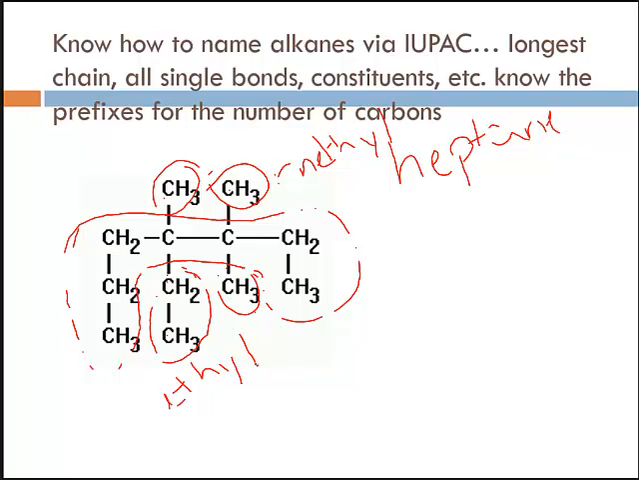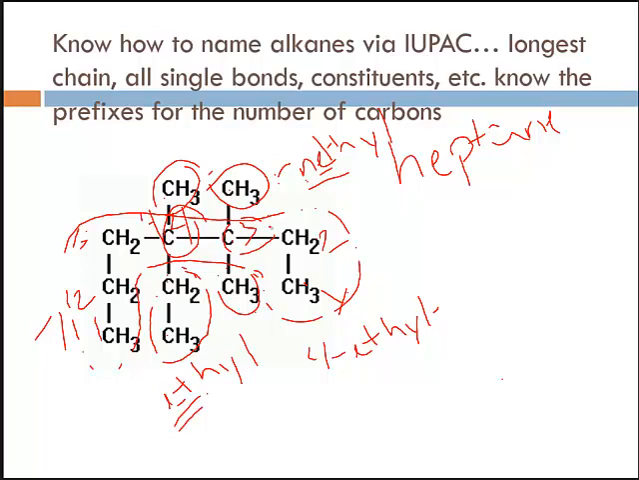Alright, so now with counting. If we count from this direction, we have 1, 2, 3. If we count from this direction, 1, 2, 3, 4. Since we get to the substituents closer by the right-hand side, that's where we're going to actually count from. So 1, 2, 3, 4. Now we look at it alphabetically. Eth is alphabetically before meth, so therefore it's on the 4th carbon. So 4 ethyl.